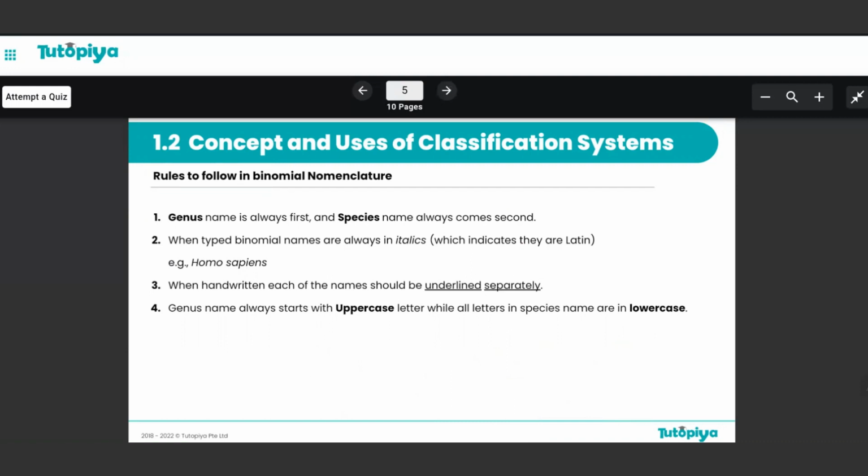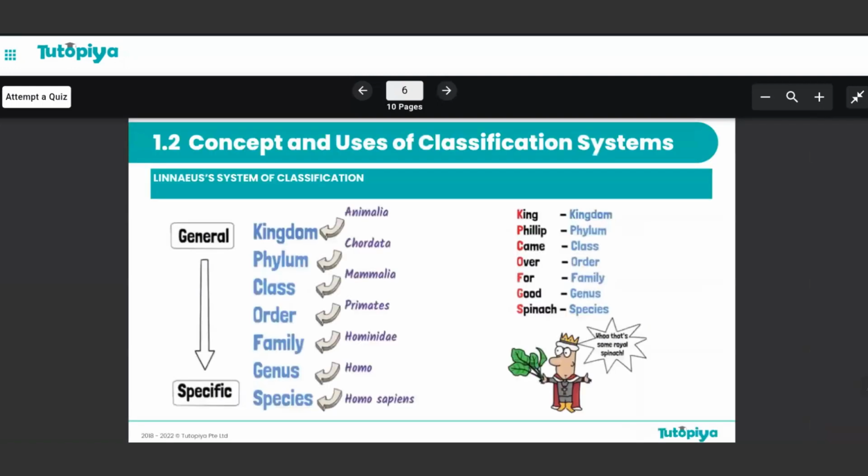All right. So I also mentioned earlier that Carolus Linnaeus introduced a successful system of classification, right? So let's take a look at his system of classification. This is called the Linnaean system of classification. What he basically did was, he first took all organisms and he divided them into kingdoms.